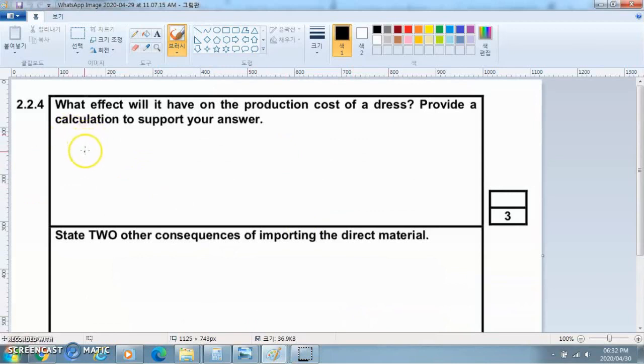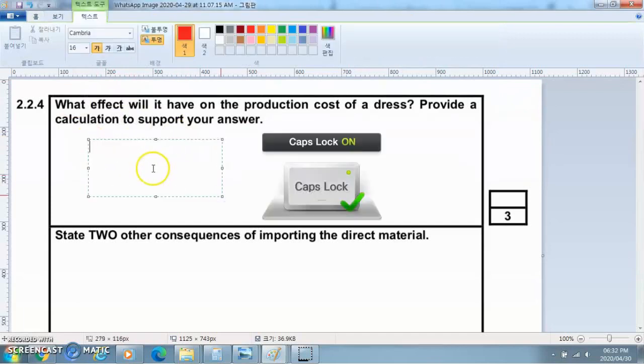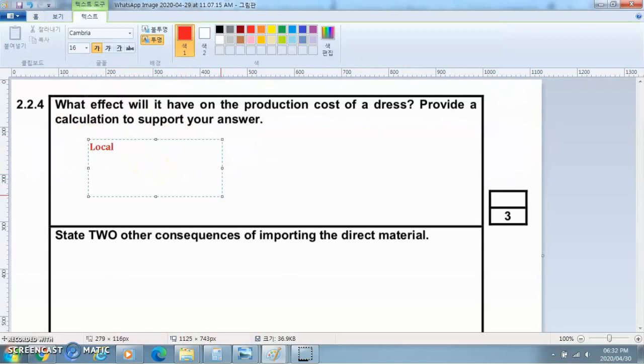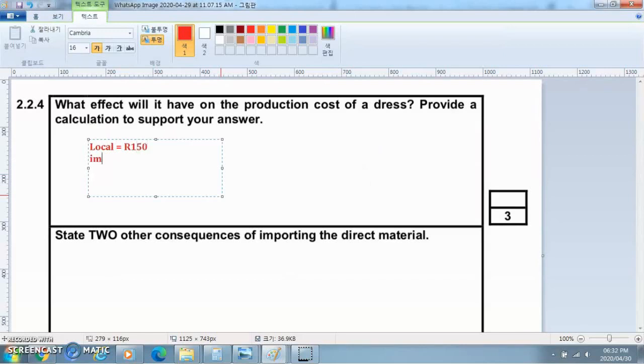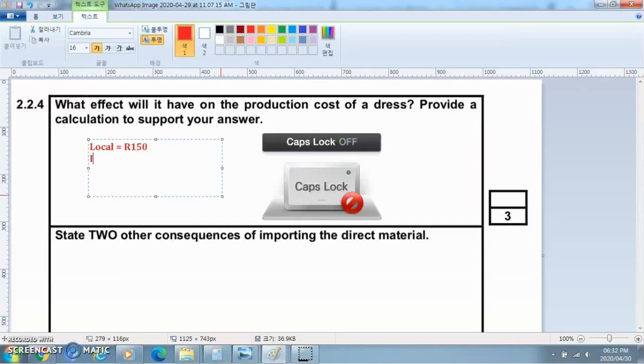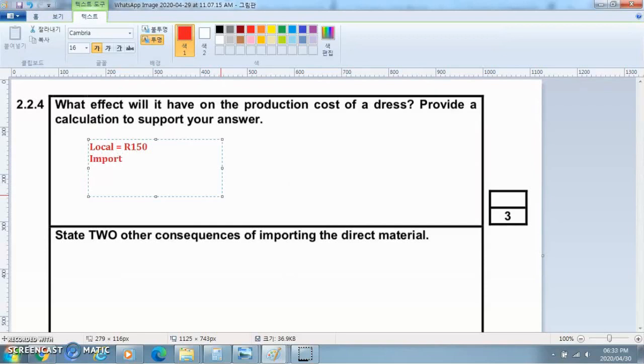Okay, so to work it out here, I'm just going to separate the numbers to make sense of everything. So we have the old cost, which is local. I'm just going to write local. So for local, it's going to cost us how much? 150. You get it? Okay, 150. And then import, which is outside, obviously, right? Import is going to cost us how much? It's going to cost us 120, inclusive of any other cost that we might have to endure.